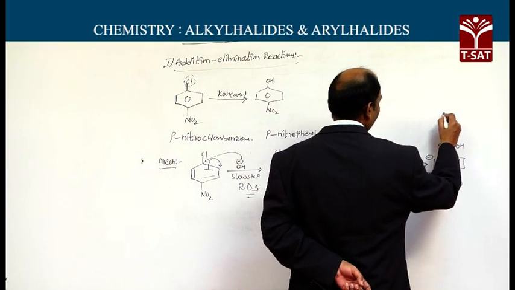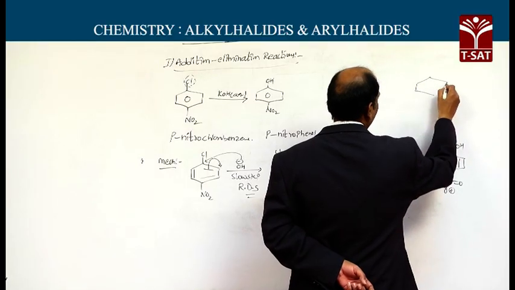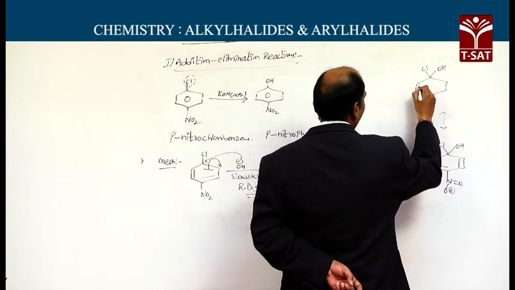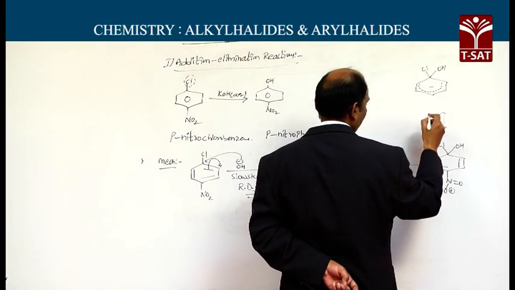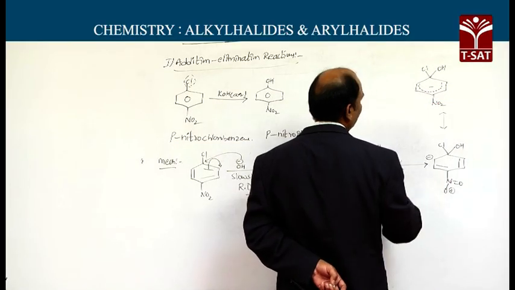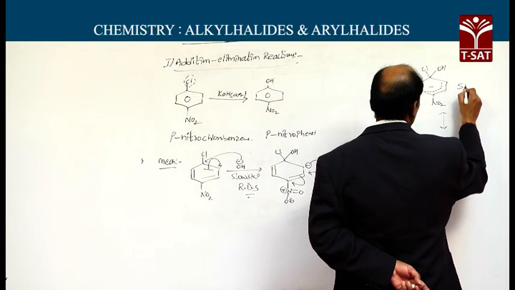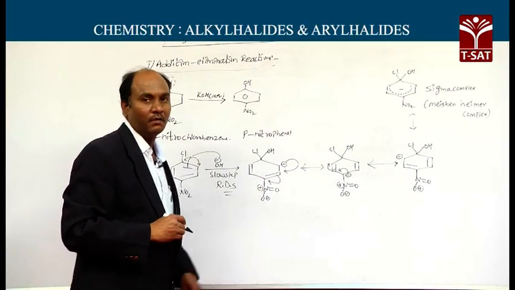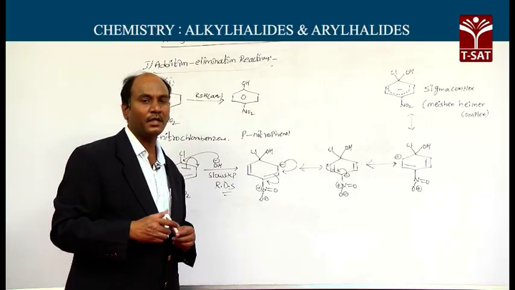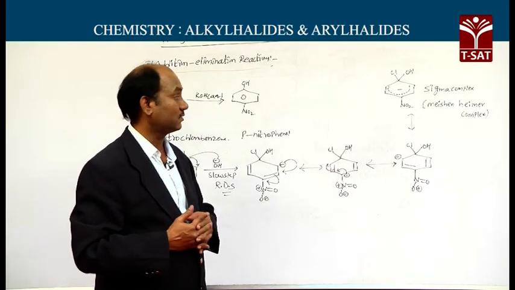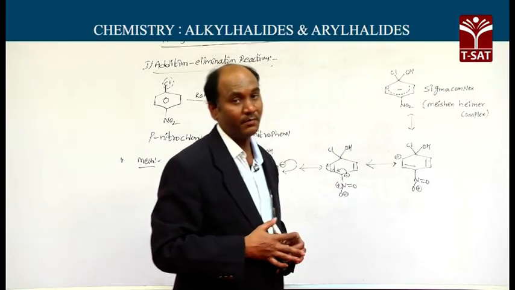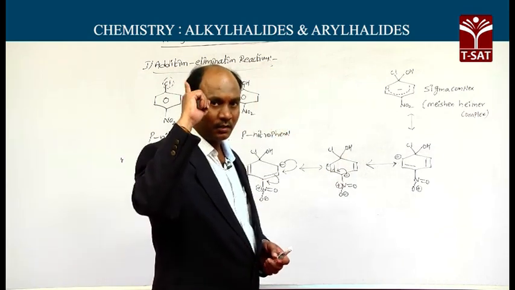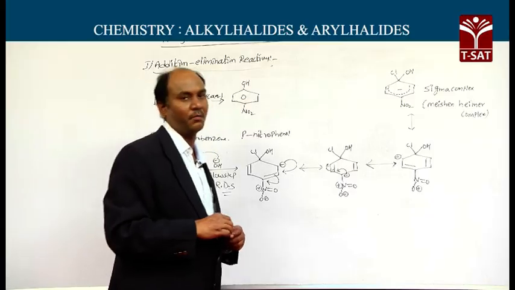So we can write this structure like this: this is Cl, this is OH, and here this is negative charge, this is NO2, and this is called sigma complex, this is called Meisenheimer complex. Whereas in aromatic electrophilic substitution reaction we call that a Wheland complex. Here this is a Meisenheimer complex, that is a carbocation, this is a carbanion, that is called sigma complex, this is also called sigma complex.